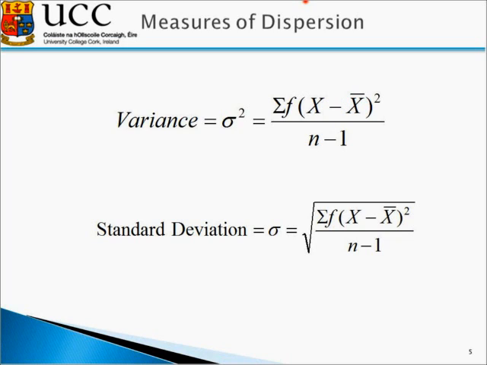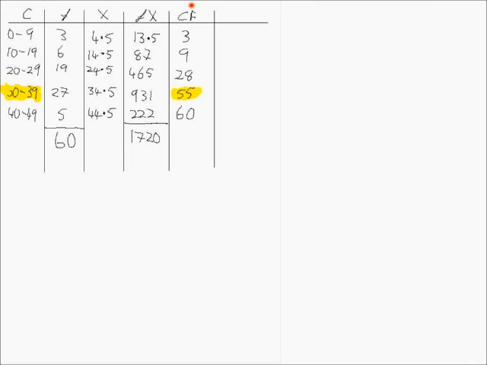So let's return to our calculations and open up the column x minus x bar. We'll do this in steps. So our x is 4.5. Our x bar, or mean value that we calculated here, is 29. So the first value we get is 4.5 minus 29, which is approximately minus 24. I'm going to round to the nearest whole number. Next value down is minus 14, followed by minus 4, 6, and 16. So we've now calculated x minus x bar.